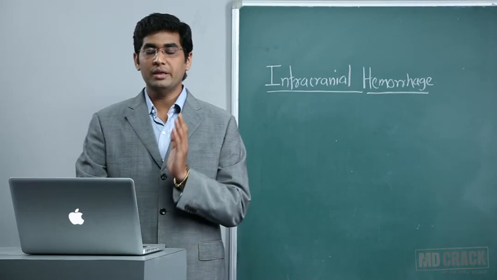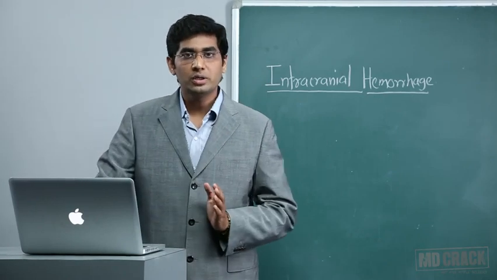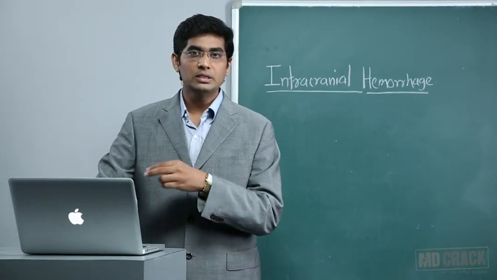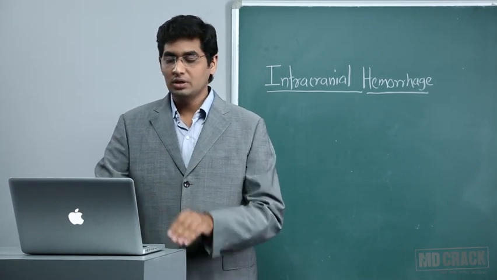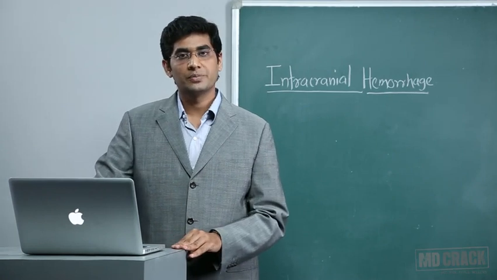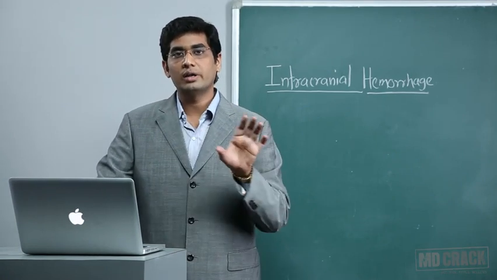And hemorrhage can be hypertensive hemorrhage, it can be a bleed in tumors, it can be because of some underlying coagulopathy, or even because of subarachnoid hemorrhage. So accordingly, the management will differ.